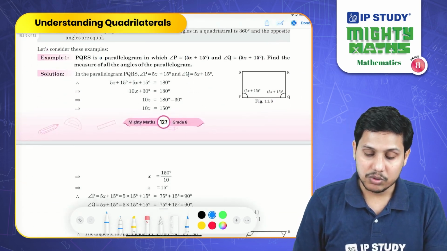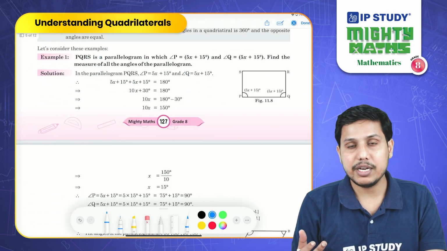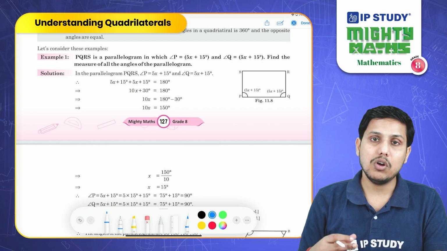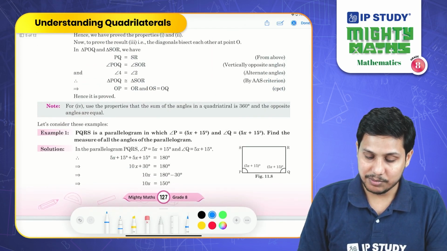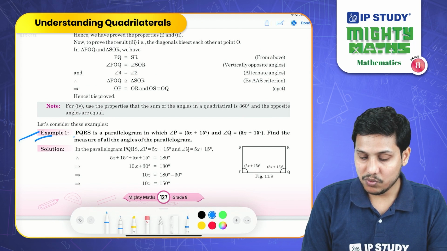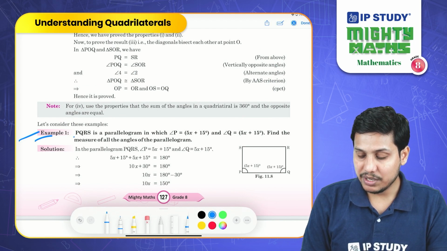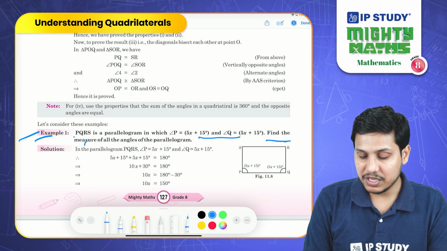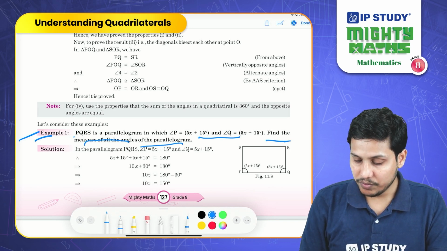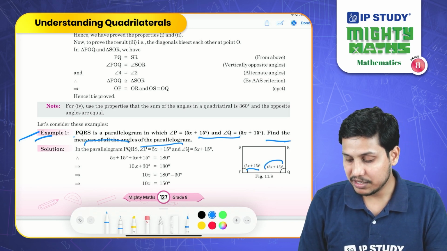Yes, so you can go through all of the rest of the properties and you can find out how this all makes up. Now moving to the next, let's suppose there is example 1. PQRS is a parallelogram in which angle P is this and angle Q is this. Find the measure of all angles of a parallelogram. So we have 5x plus 15 and 5x plus 15.